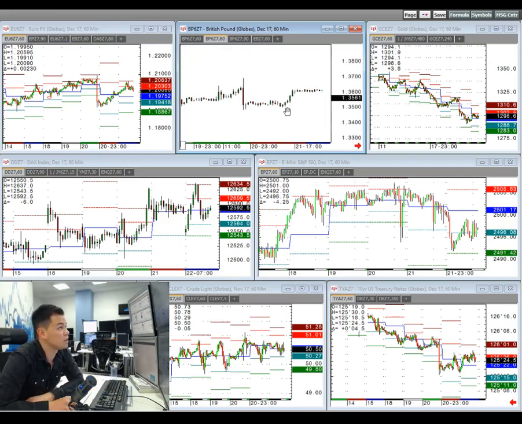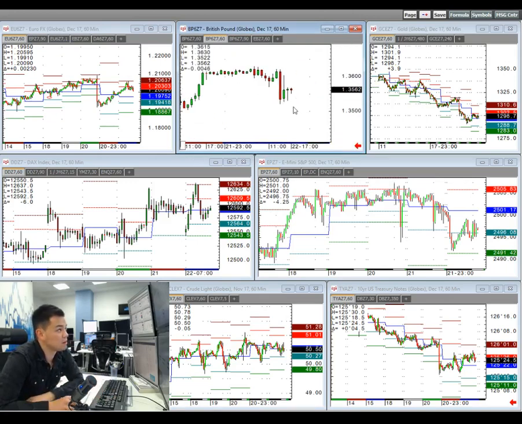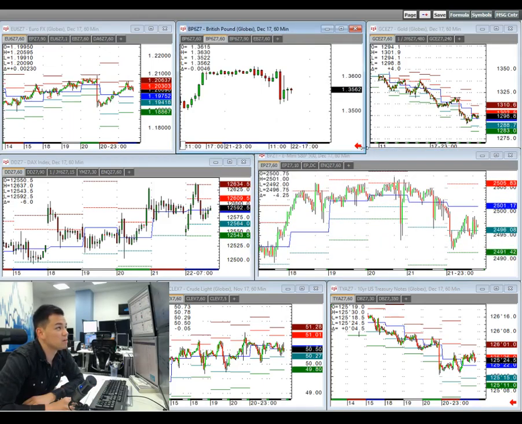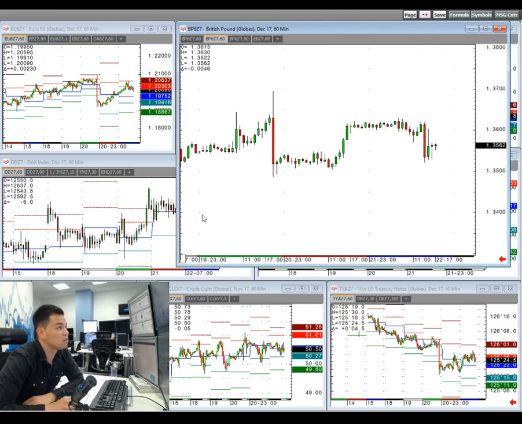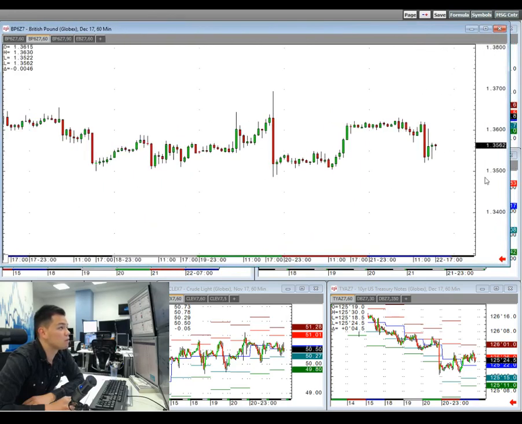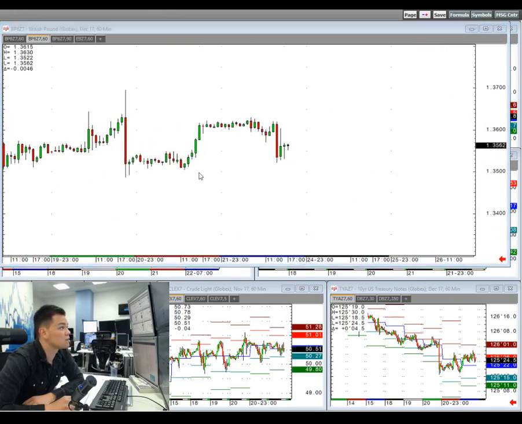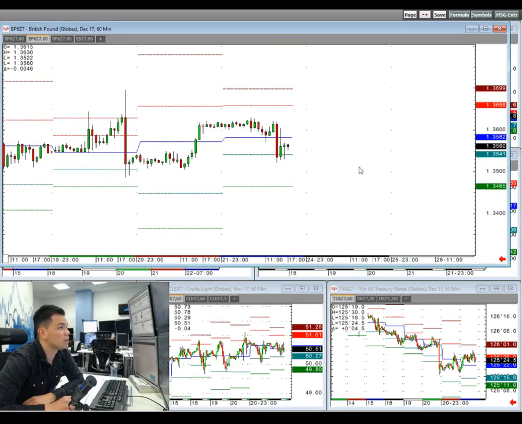If we start with today, the main story of the day was the pound and Theresa May's speech, 2:15 in Florence, Italy. So let me just bring up my pound chart here.